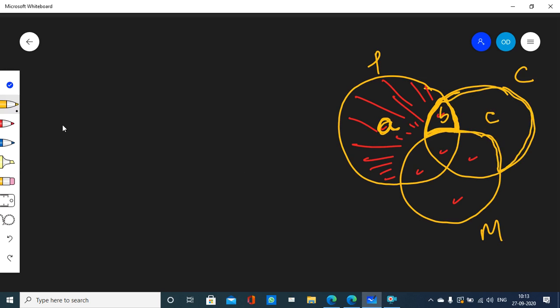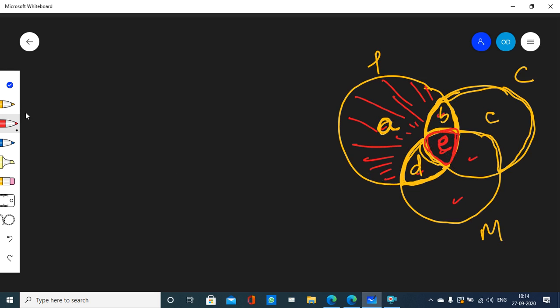And let's say D is the number of people who study physics and mathematics both. They study physics and mathematics both, but they don't study chemistry. Do they belong to the chemistry set? No. Let's say E is the number of people who study physics, chemistry, mathematics, all three. These people study all three.